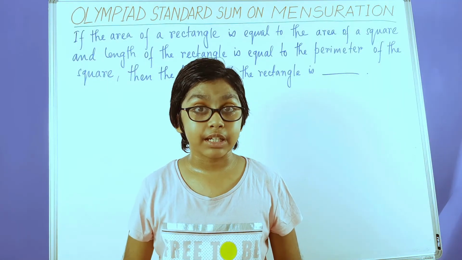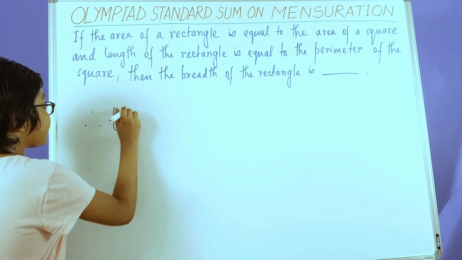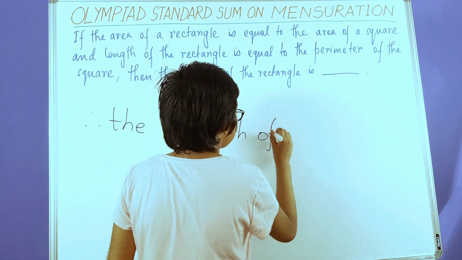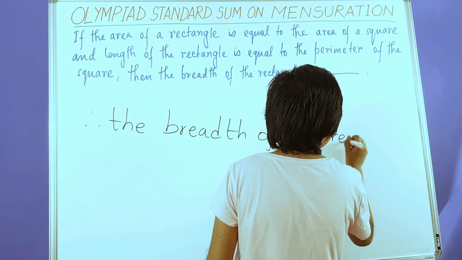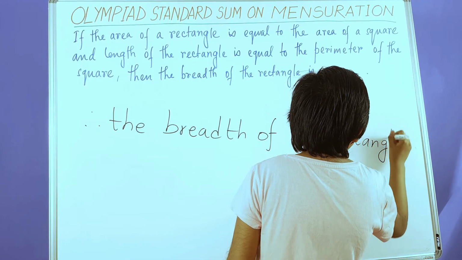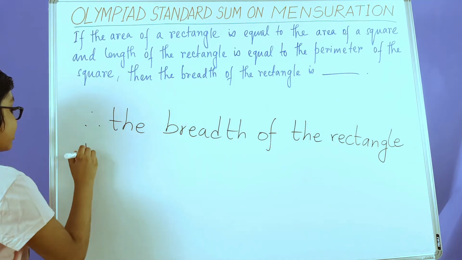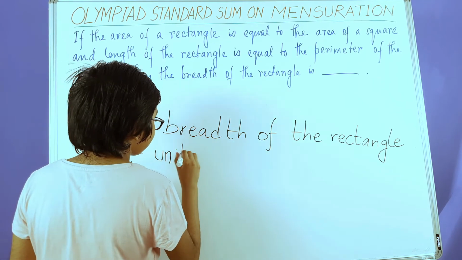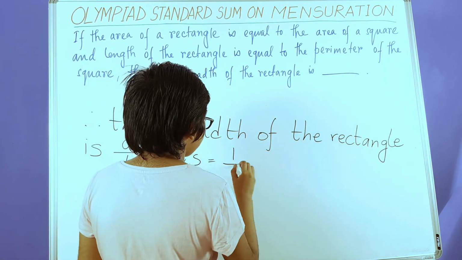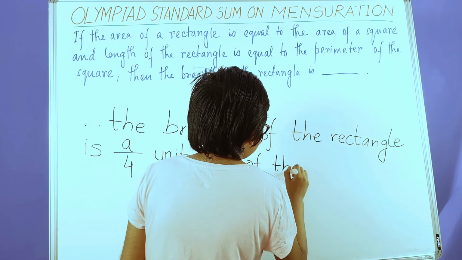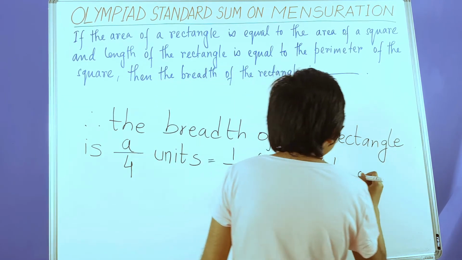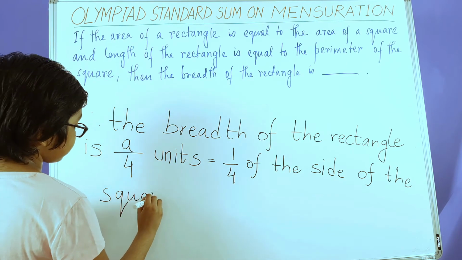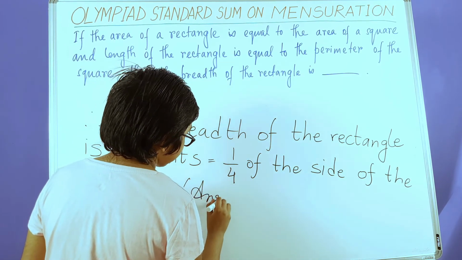I'm writing my concluding statement now. Therefore, the breadth of the rectangle is A by 4 units, which is equal to 1/4 of the side of the square. And this is our ultimate answer.